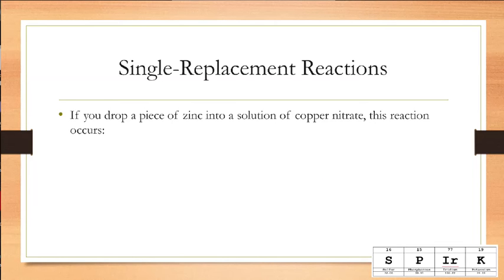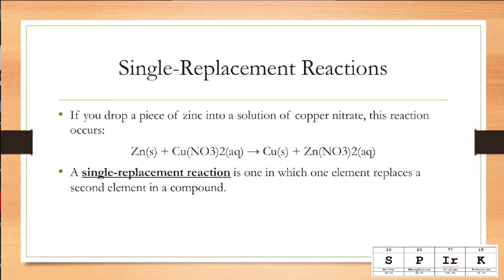So if you drop a piece of zinc into a solution of copper nitrate, this reaction is going to occur. We have zinc plus copper nitrate yielding copper plus zinc nitrate. So you can kind of see that the two have swapped places. This is a single replacement reaction, and it's one in which one element replaces a second element in a compound.